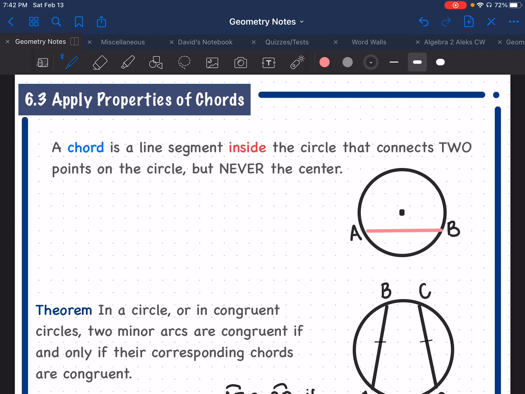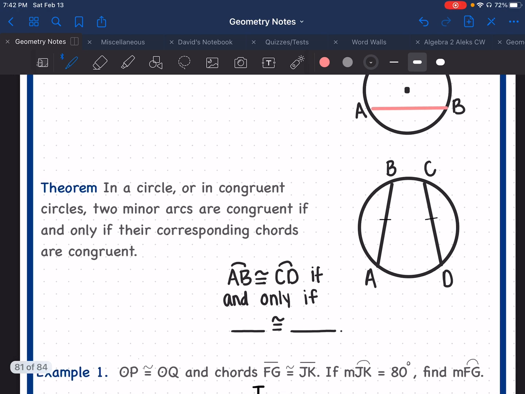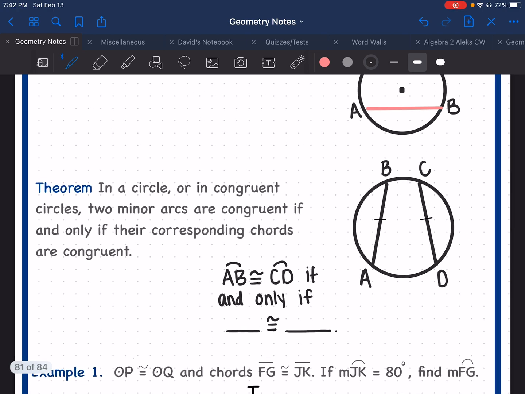Today we're going to talk about 4 different chord theorems, and we're going to see how to apply them in situations today. So here is our first theorem. In a circle or in congruent circles, 2 minor arcs are congruent if and only if their corresponding chords are congruent. So what this theorem is saying is that arc AB is equal to arc CD.